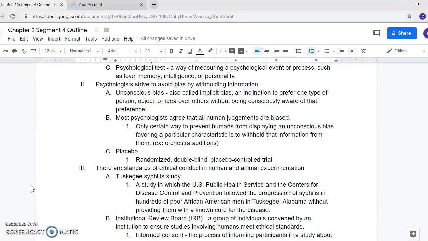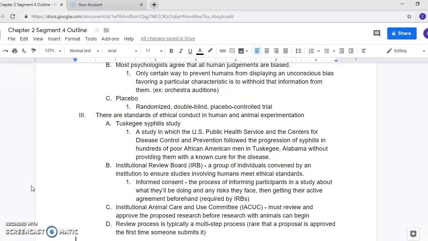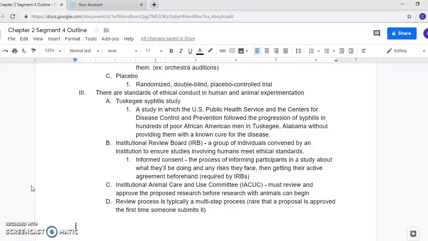Now, the last subject area that the book talks about in this section is that there are standards of ethical conduct in human and animal experimentation. The example they first start off with is the Tuskegee syphilis study. This was a study that lasted 40 years in the early part of the 20th century, in which the U.S. Public Health Service and the Centers for Disease Control and Prevention followed the progression of syphilis in hundreds of poor African American men in Tuskegee, Alabama, without providing them with a known cure for the disease.